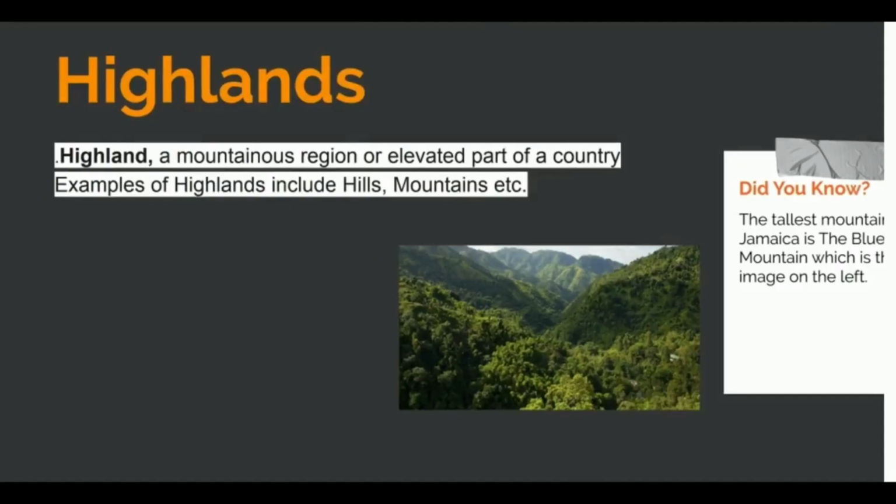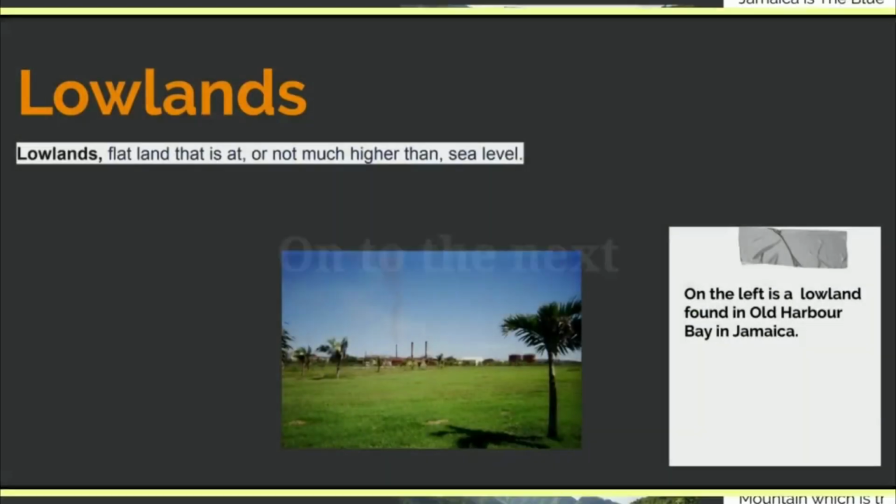Alright, highlands. As the name suggests, height, elevation, it's in the word highlands. The meaning states a highland is a mountainous region or elevated part of a country. In Jamaica, the first highland that I think of is the Blue Mountain Range. It spans over Portland, St. Thomas, St. Mary, and St. Andrew. And it says, did you know that the tallest mountain in Jamaica is the Blue Mountain? An image of the Blue Mountain is shown in the slide. It's not the best of images, but it shows you how luscious and green and tall Blue Mountain is.